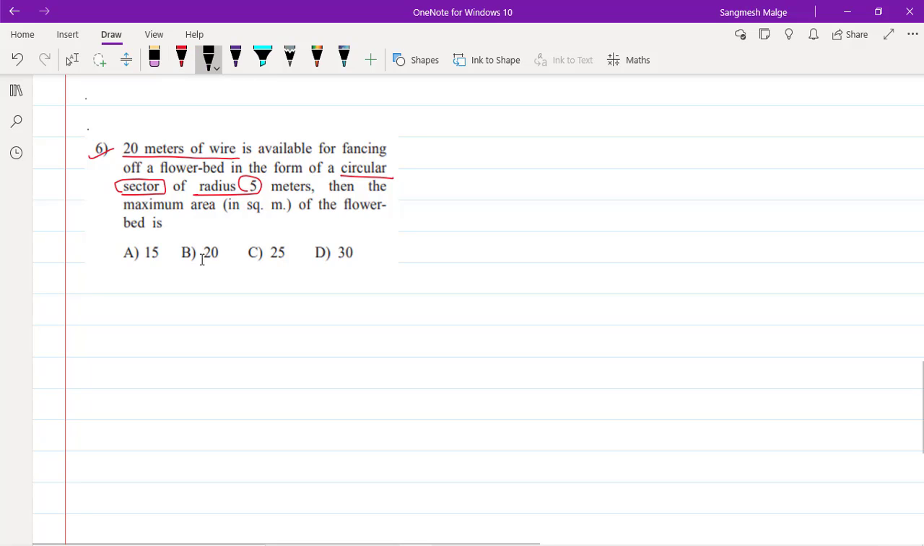What information have they given? Step number 1: r is equal to 5 meter. Is it okay? And how is the circular bed? This is the flower bed, and this is nothing but the fancy one. I hope you have seen this. The artificial flowers that we have, suppose this is the artificial flower.